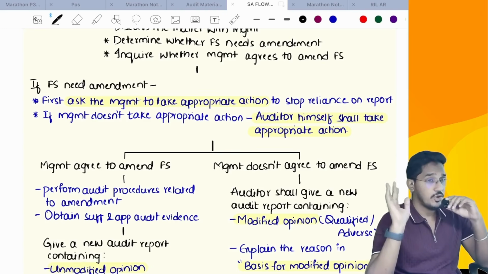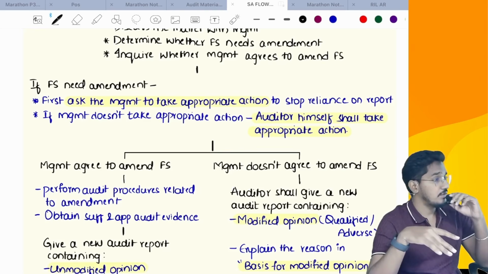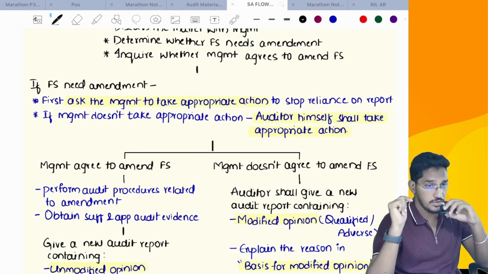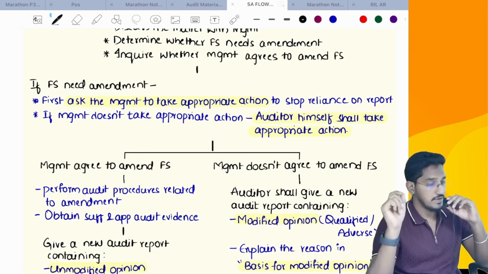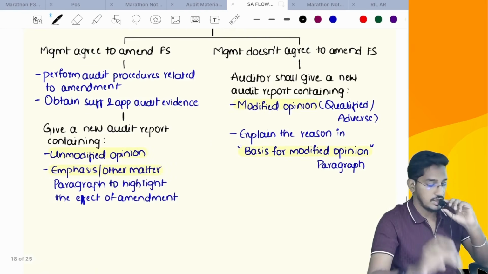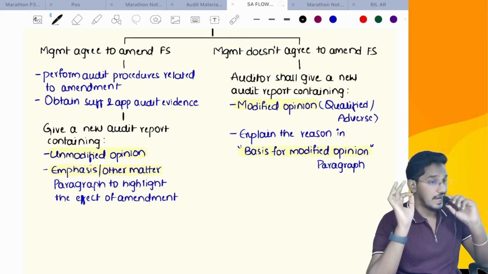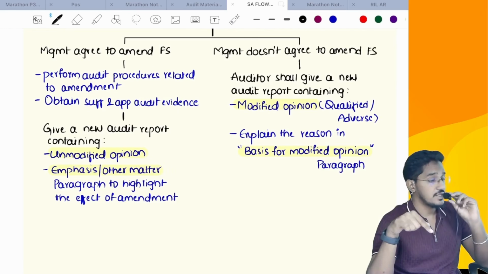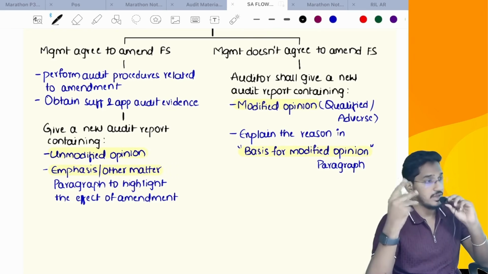But the shareholders already have a copy of the financial statements and the audit report. Now if you send them a new copy of the audit report and financial statements, they get confused why we are getting two copies of the financial statements and two audit reports. So in order to help the shareholders, what you do is you use either an emphasis of matter paragraph or other matter paragraph, whatever it is. There you highlight what is the difference between this new set of financial statements and the older set of financial statements. Just highlight it. You give unmodified, but highlight it.